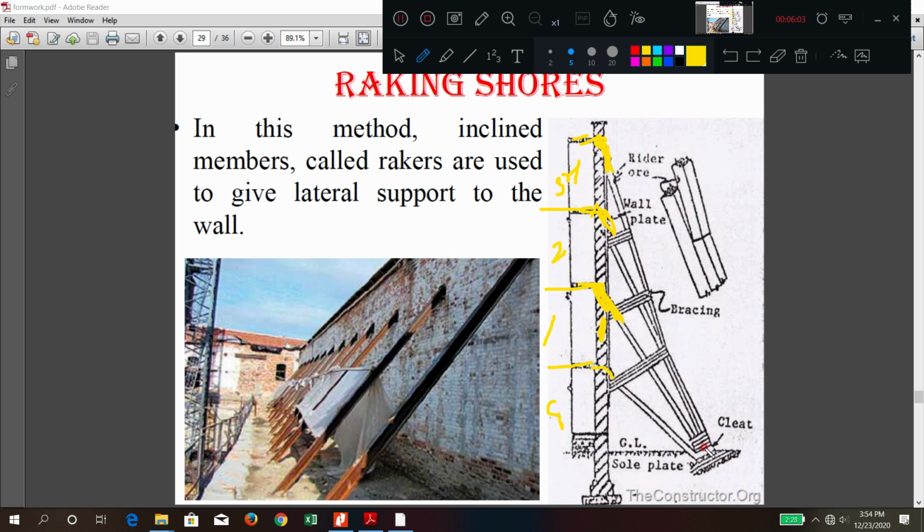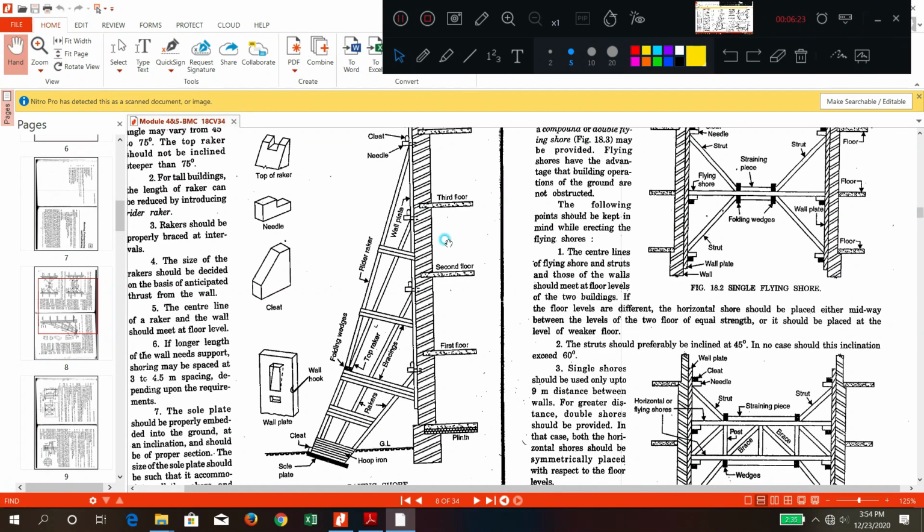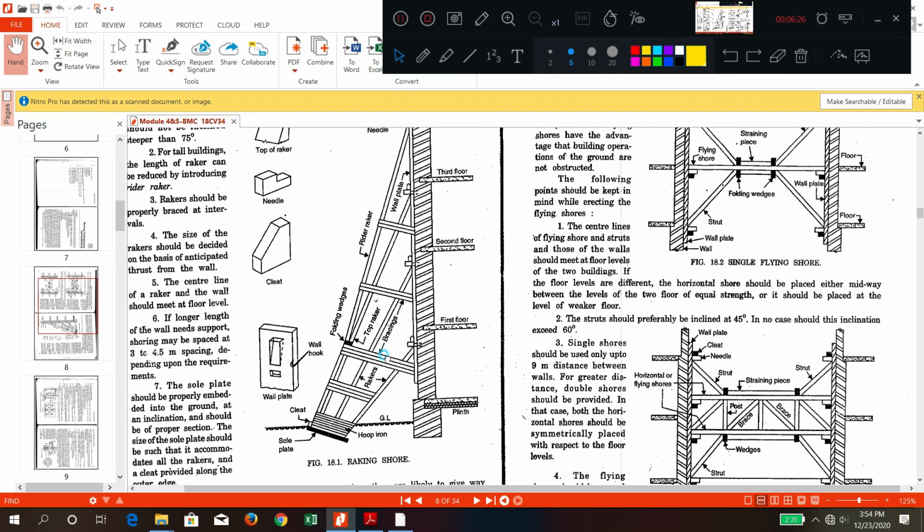Now here at the bottom, all rackers are at one point and these are tied, and this is called a sole plate, and the tying is called a hoop iron. This is the racking shore diagram. This is the textbook diagram of the racking shore.